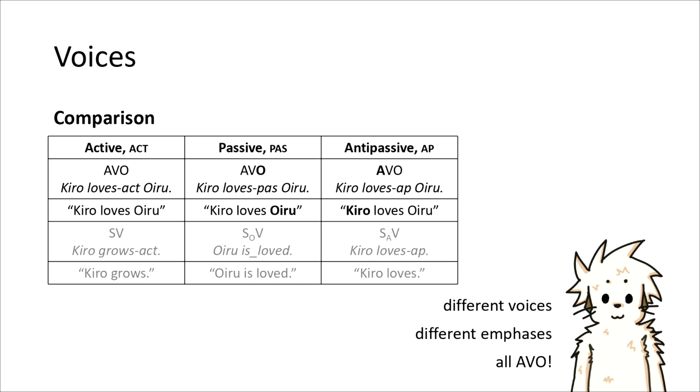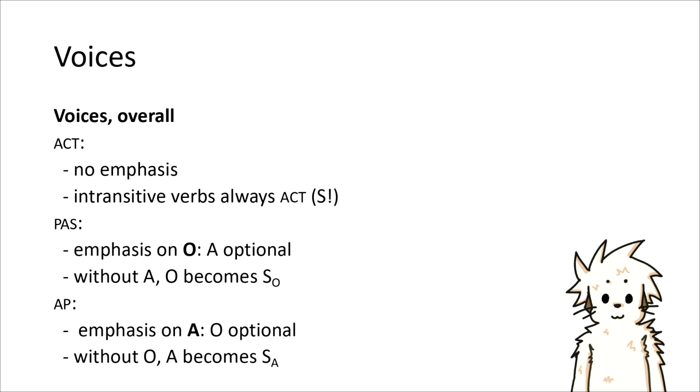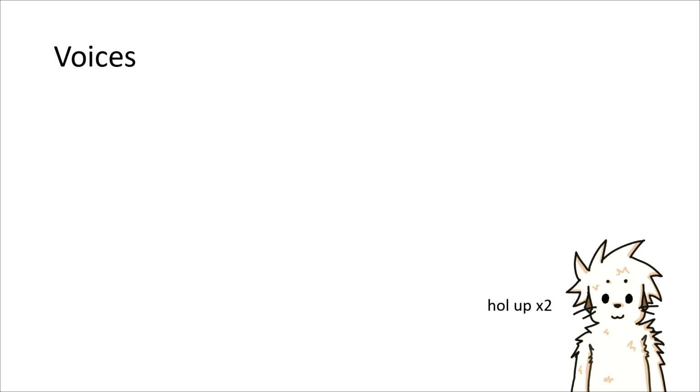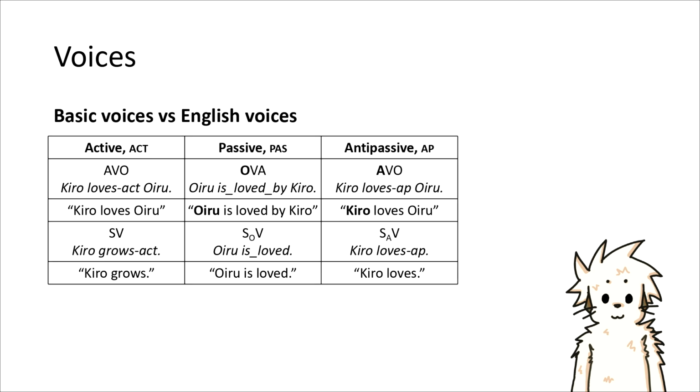In summary, the active voice is agent-verb-object, or soul-verb. The passive voice is object-verb-agent, or soul-verb. And the antipassive voice is agent-verb-object, or soul-verb. You might have noticed something glaring throughout this video. English doesn't work like this. What gives? Let's go back to this table.